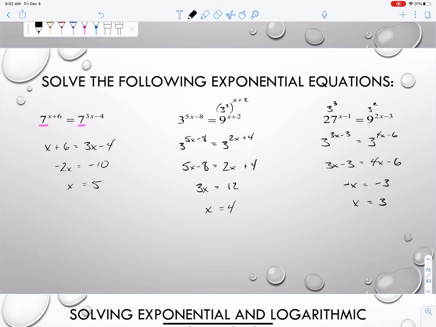However, it's going to be a lot more work than what I just did here, right? When we have exponential functions, the simplest, easiest way to solve them is almost always going to be with like bases if it is possible.